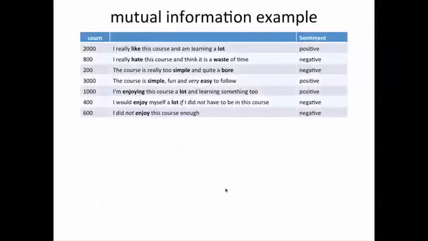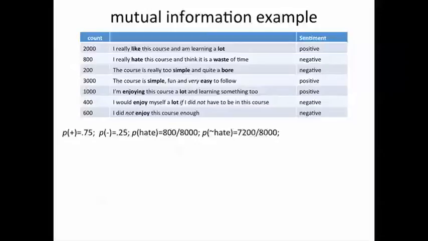We'll take the same set of comments that we used earlier and compute the mutual information between a word such as hate and the sentiment positive or negative. The probability that a comment is positive is just a fraction of positive comments, which is 6,000 out of 8,000, and similarly 2,000 out of 8,000 for negative comments. The probability that hate occurs in a comment is just the ratio of hates out of the total number of 8,000 comments, and similarly the probability that hate does not occur.